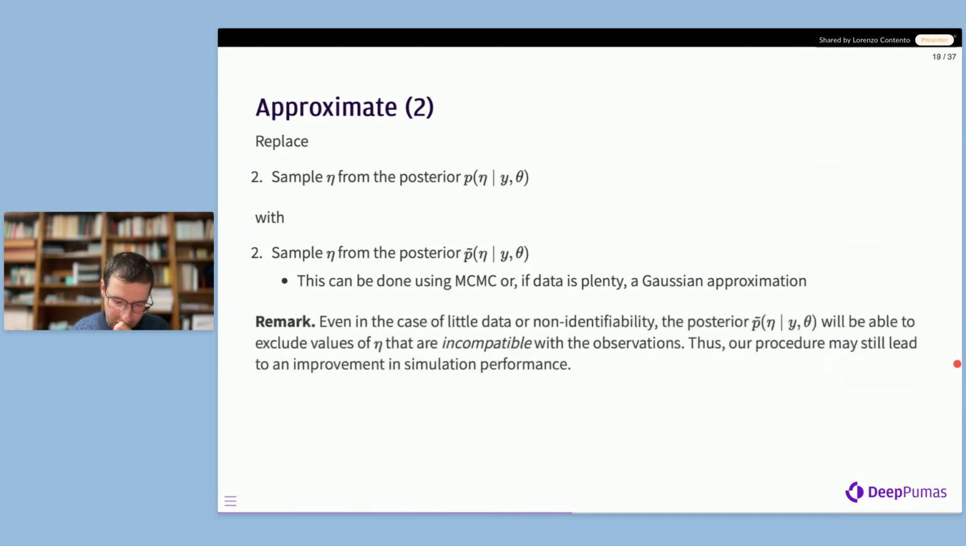However, even if we are not able to do this, we think that using this procedure will still lead to an improvement, because this posterior will still be able to exclude values of the random effects that are absolutely incompatible with the observations. So by essentially discarding these incompatible values, we will almost certainly reduce the variance of the random effects distribution.